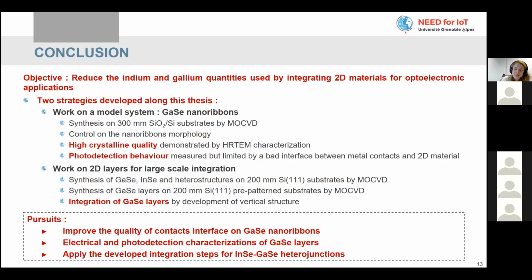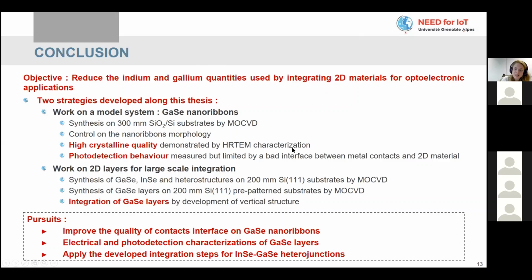optoelectronic application. So to do that, we are developing two strategies. The first one is to work on a model system, which is the gallium selenide nanoribbon. We succeeded in synthesizing this nanoribbon on 300 millimeter substrate by MOCVD. We are able to control the nanoribbon morphology, and we have shown that they are of high crystalline quality, and we get a nice photodetection behavior, probably limited by the presence of an oxide coating the nanoribbon.